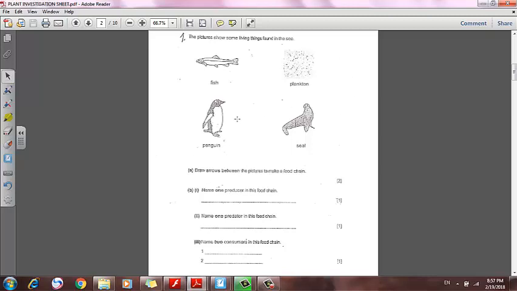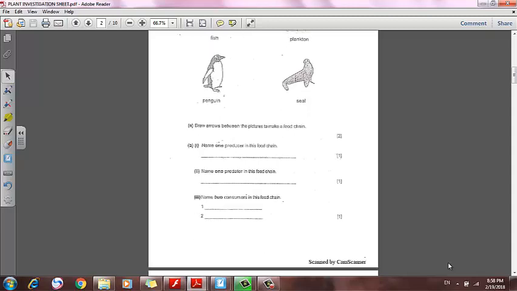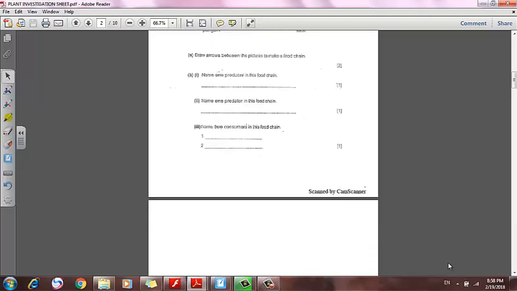The wild animal that eats other animals. The penguin eats the fish. Penguin is the predator of the fish, and seal is the predator of the penguin. Name the two consumers in this food chain. Can be seal and penguin, penguin and fish, seal and fish, because those three animals are consumers, as we call any animal in the food chain a consumer.